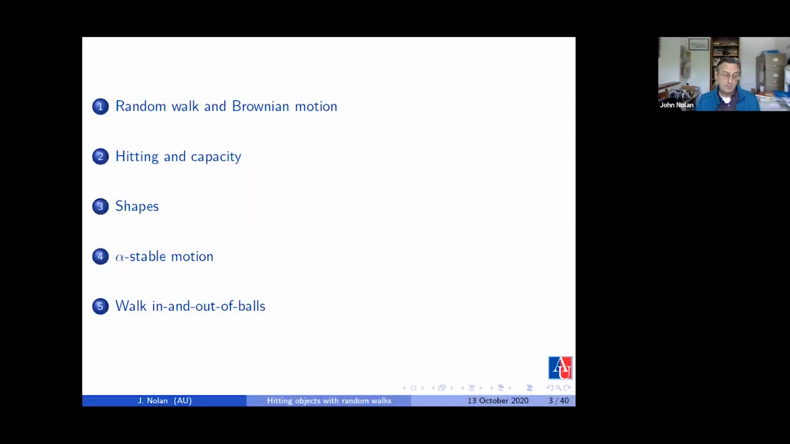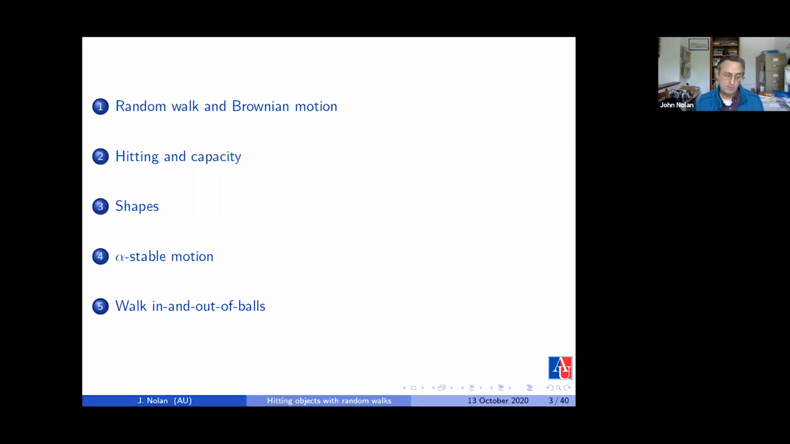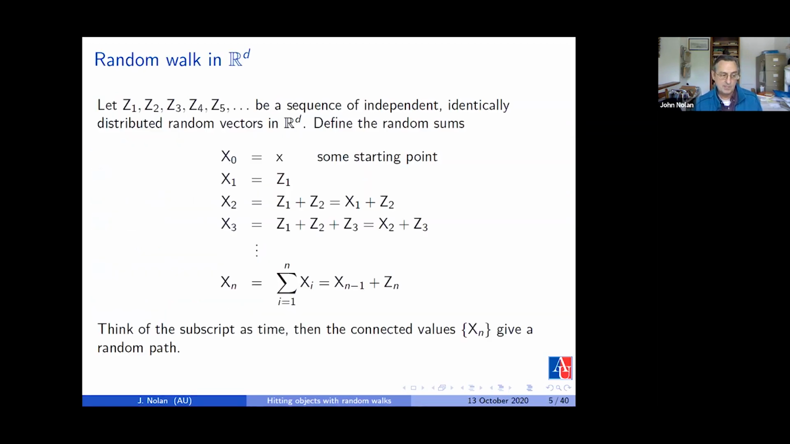Why we're interested in all this: alpha stable motion, and then this idea of walks in and out of balls, which I won't have much time to describe, but I'll give you the setup for it. Okay, so let's get started on our random walk.